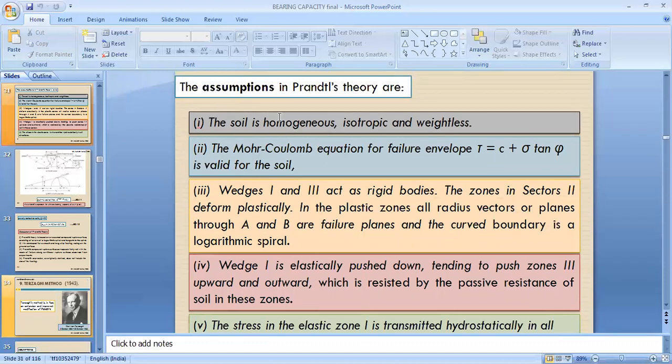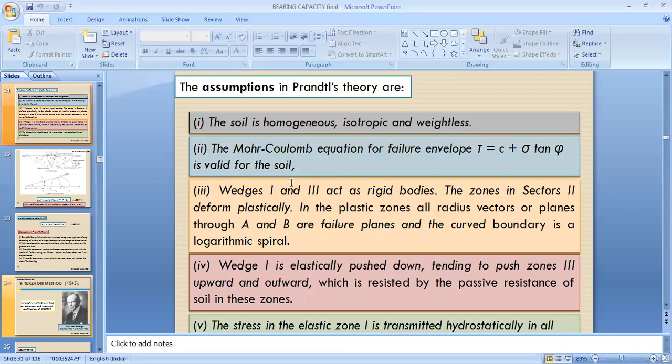But let us see what are the assumptions in Prandtl's theory. First is the soil is homogeneous, isotropic, and weightless. Homogeneous means that the material is the same throughout the strata we are discussing. Isotropic means that all the properties of the material are the same at all the places. And the second, the Mohr-Coulomb equation for failure envelope, as we know, tau is equal to c plus sigma tan phi, is valid for the soil.